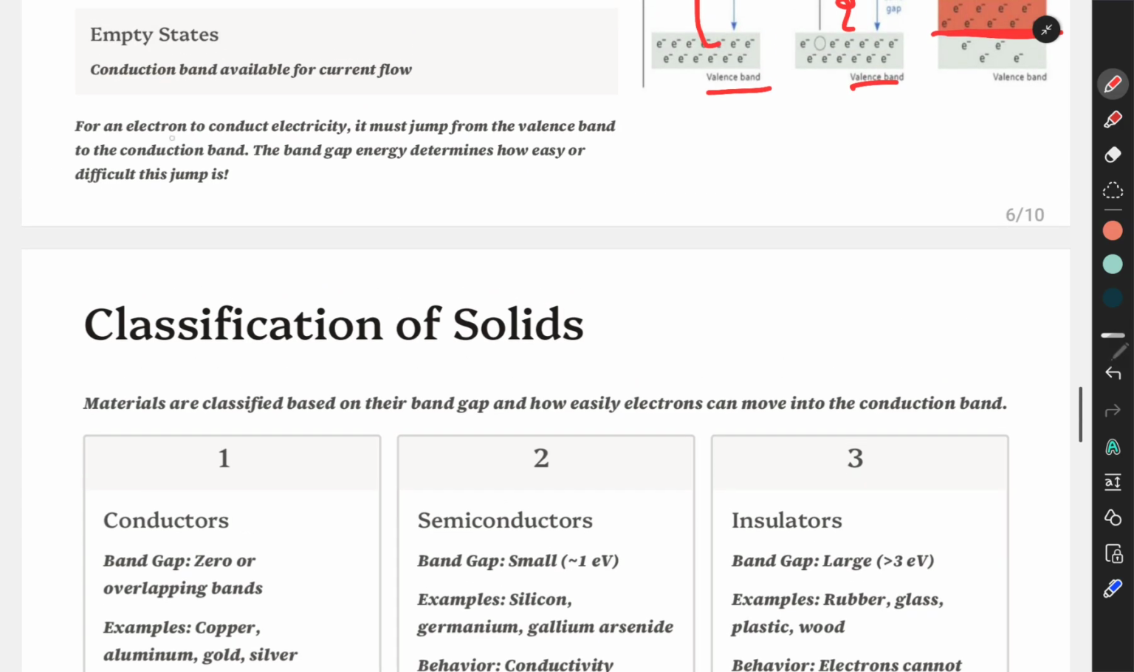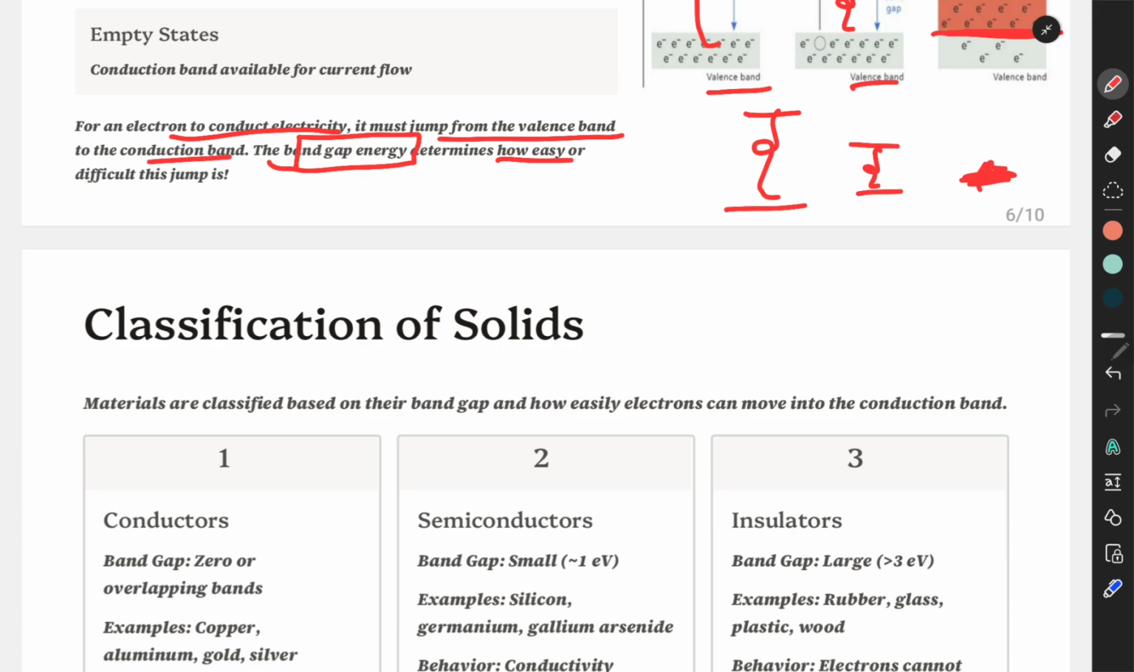So as I said, for an electron to conduct electricity, it must jump from the valence band to the conduction band. That is why band gap energy determines how easy or how difficult it is to jump. If there is a large gap, it cannot jump. If there is a small gap, it can jump by some external force applied. If there is no gap, then it can jump and conduct electricity excellently.